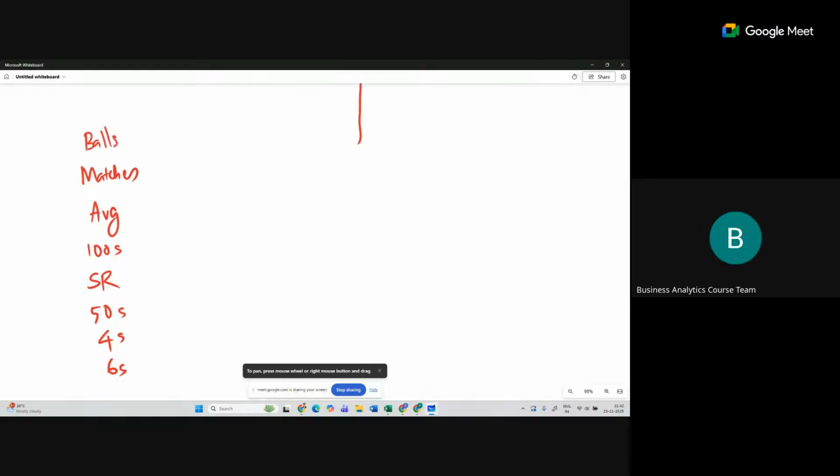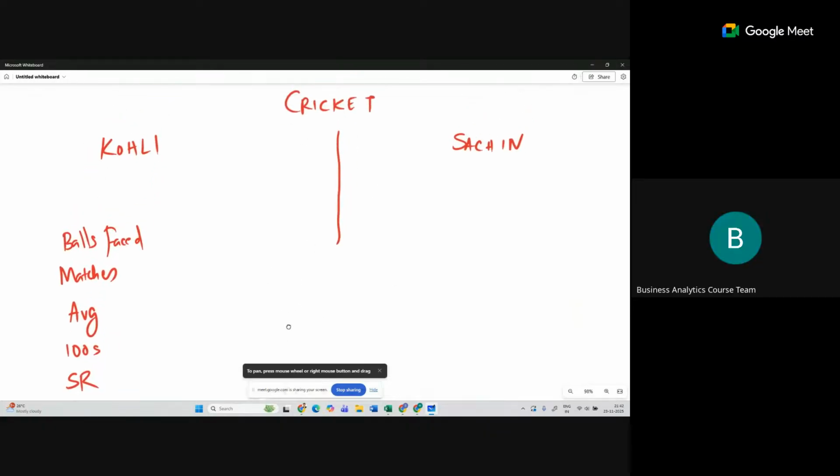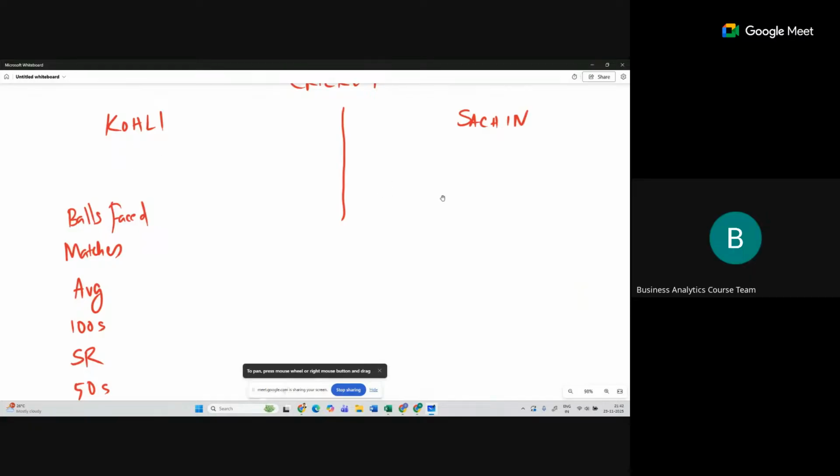Right? Balls faced, right? So Virat will have very different numbers. Sachin will have very different numbers. But how can you compare them on one scale? It is like comparing oranges to apples. That is why when people compare Kohli to Sachin, they say it is very wrong. You cannot compare them on an absolute scale. Therefore, you can compare them on a relative scale. That is what DEA is doing.